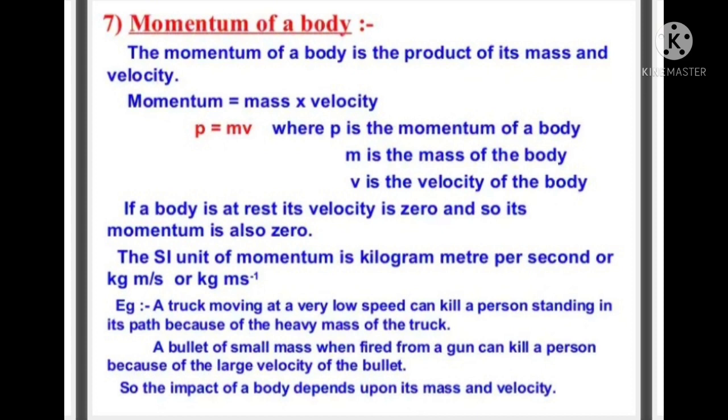Example: a truck moving at a very low speed can kill a person standing in its path because of the heavy mass of the truck. A bullet of small mass, when fired from a gun, can kill a person because of the large velocity of the bullet. So the impact of a body depends upon its mass and velocity.